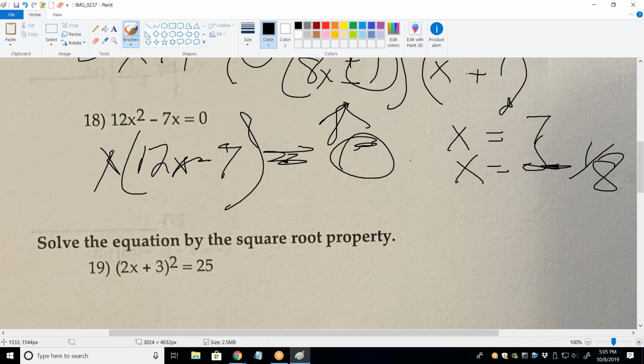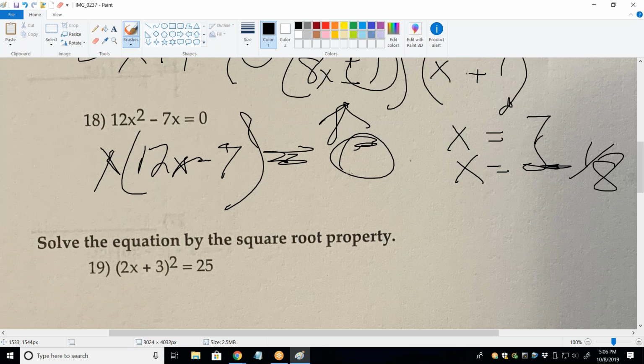I'm not sure why everybody makes this mistake, but they do. What's one solution? Give me the simple one. Set 12x minus 7 equals 0. 7 over 12. Okay, that's one solution.